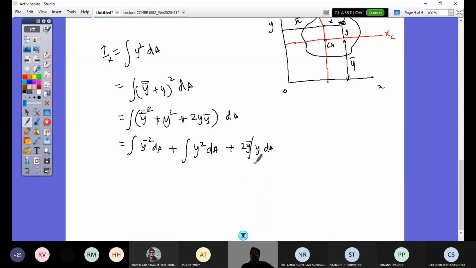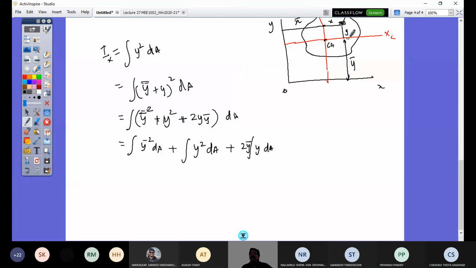So now what is integral y dA? That is its first moment. First moment about the centroidal axis is equal to 0. That is to be understood. That is what defines the axis of symmetry. When I have a rectangular section, the first moment about the axis of symmetry is 0.